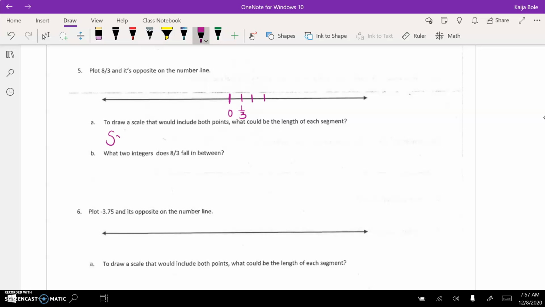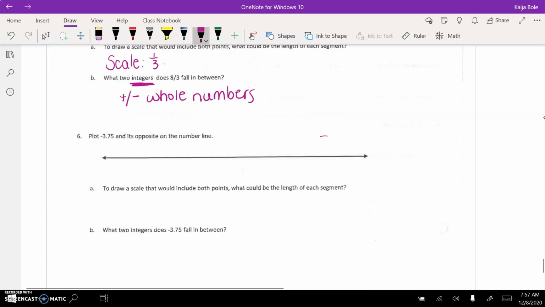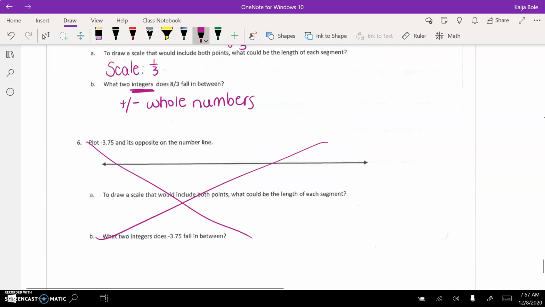So the scale here for part A, all right, would be 1/3. What 2 integers? Remember, integers are positive and negative whole numbers. So which whole numbers does it fall in between? All right, and then you are not doing 6, and that's all.